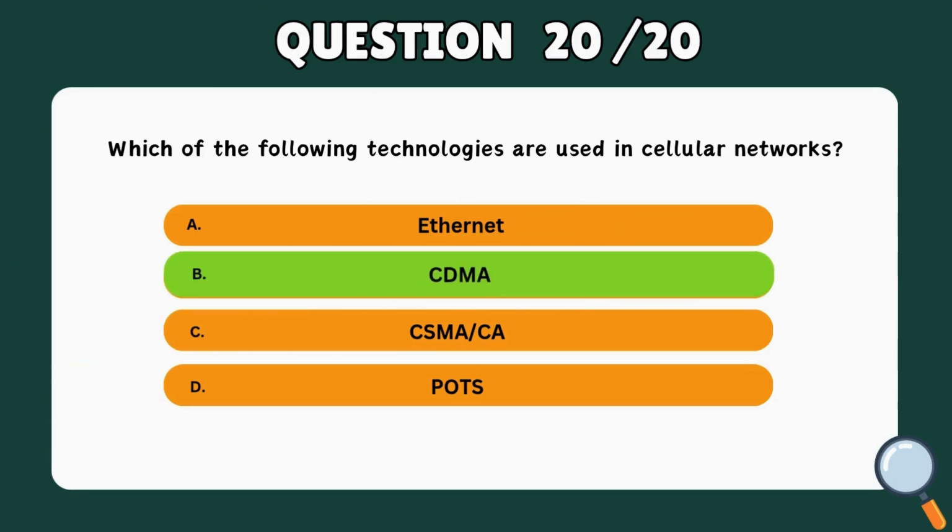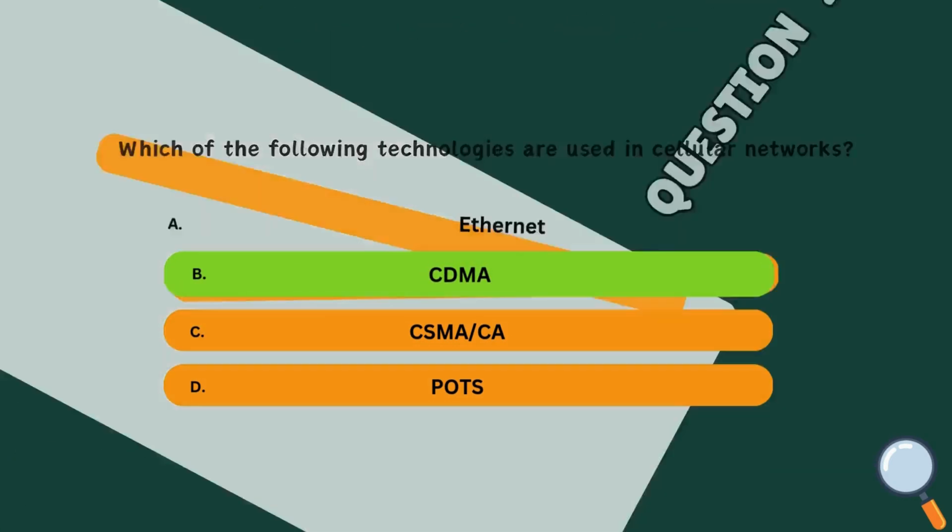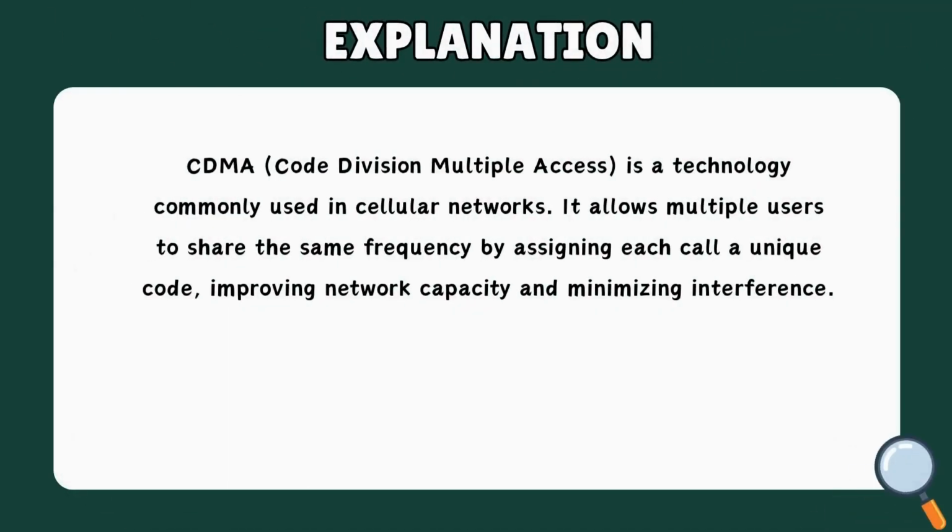Correct answer: B. CDMA. Code division multiple access is a technology commonly used in cellular networks. It allows multiple users to share the same frequency by assigning each call a unique code, improving network capacity and minimizing interference.